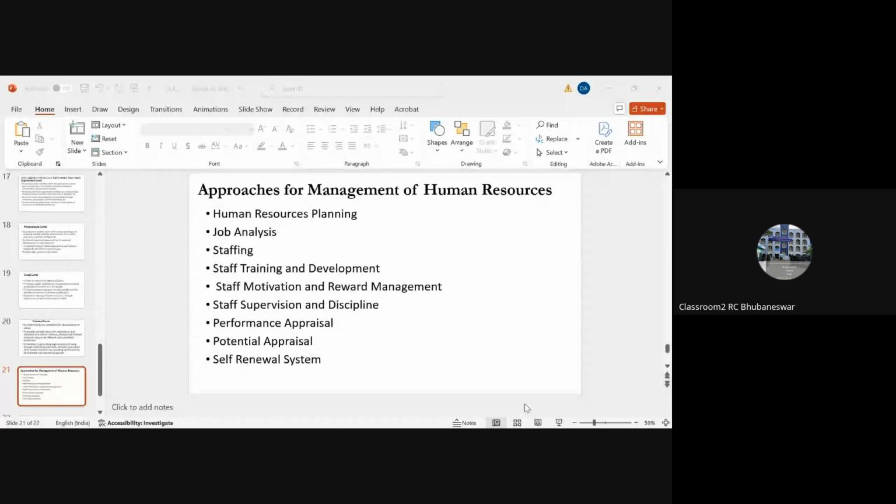Plan of human resource is very important. Without planning, there is no possibility of achieving the objectives. So planning is very important, and human resource planning is very important. Then job analysis. We have to analyze the job, our duties.